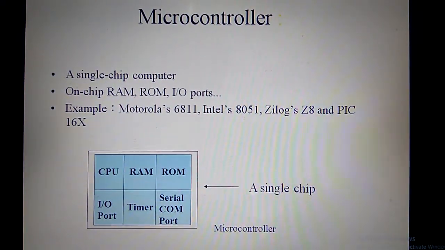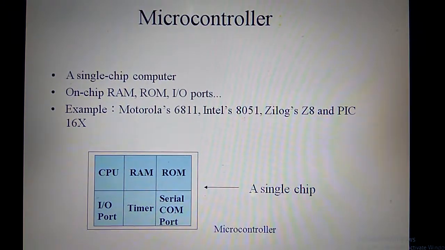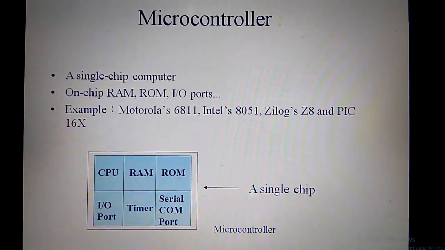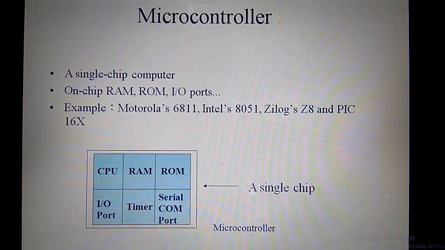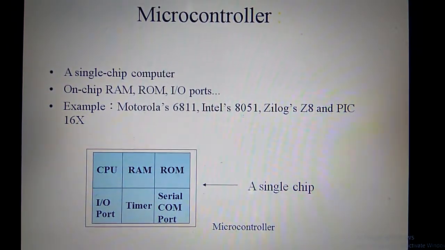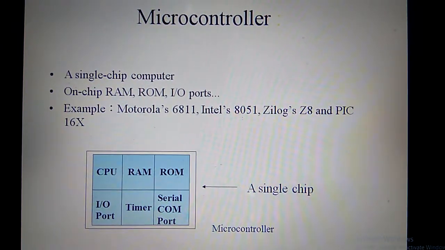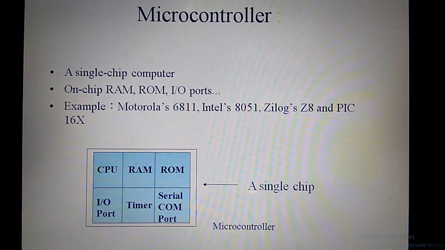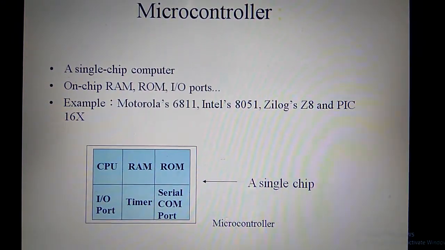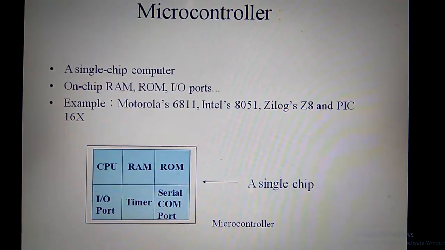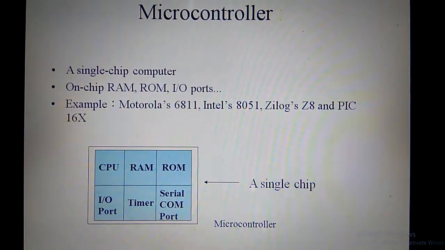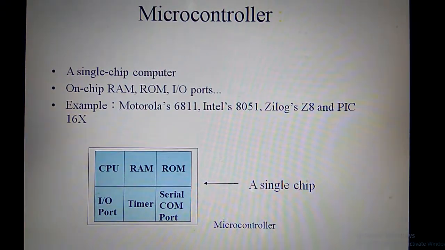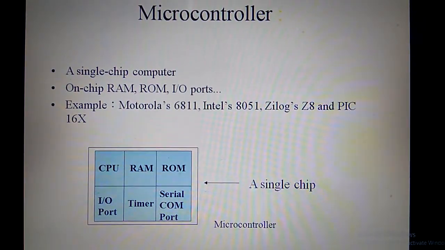But in the case of a microcontroller, it is a single chip computer on which the RAM, ROM and I/O ports are inbuilt. For example, Motorola 6811, Intel's 8051, Zilog Z8, and PIC microcontrollers are a few examples of microcontrollers. So in the diagram you can see that the CPU, RAM, ROM, I/O port, timer, serial communication port, everything is on a single chip.